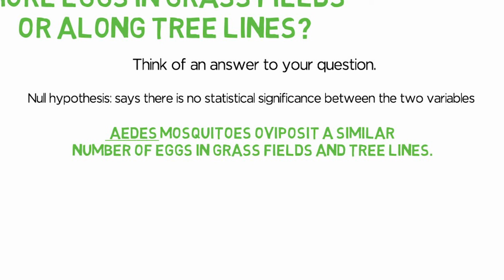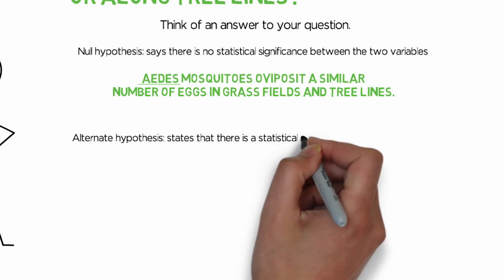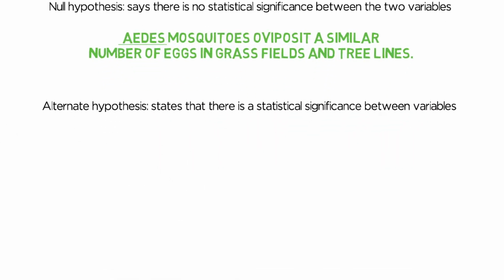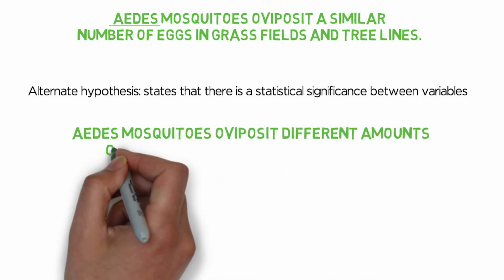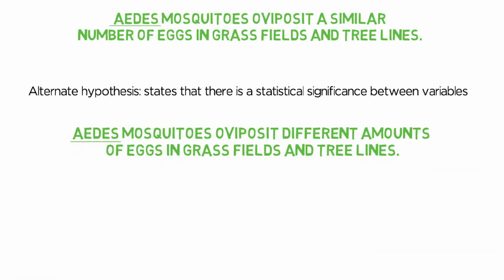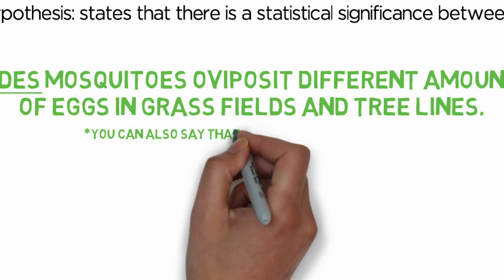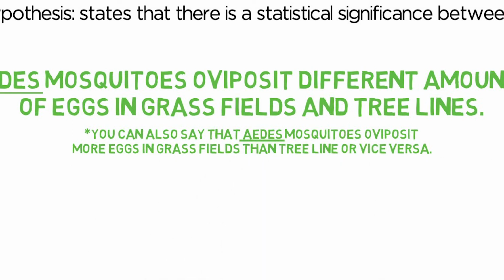Then you can write out an additional answer, and this would serve as your alternate hypothesis, which for the example would be Aedes mosquitoes oviposit or lay eggs different amounts in grass fields and tree lines. Note, you can also say that Aedes mosquitoes deposit more eggs near the tree lines than grass fields, or vice versa. You just have to know what you're comparing and what your results should, as you predict, look like.